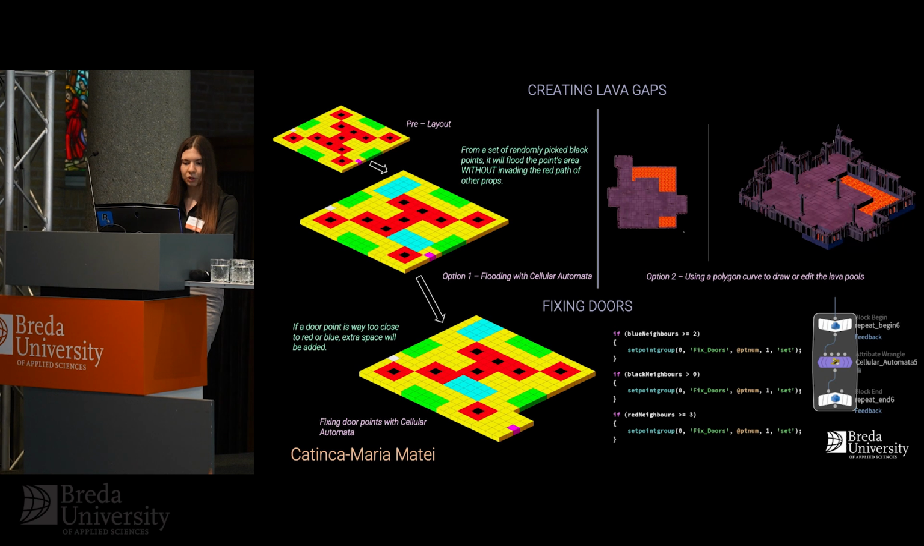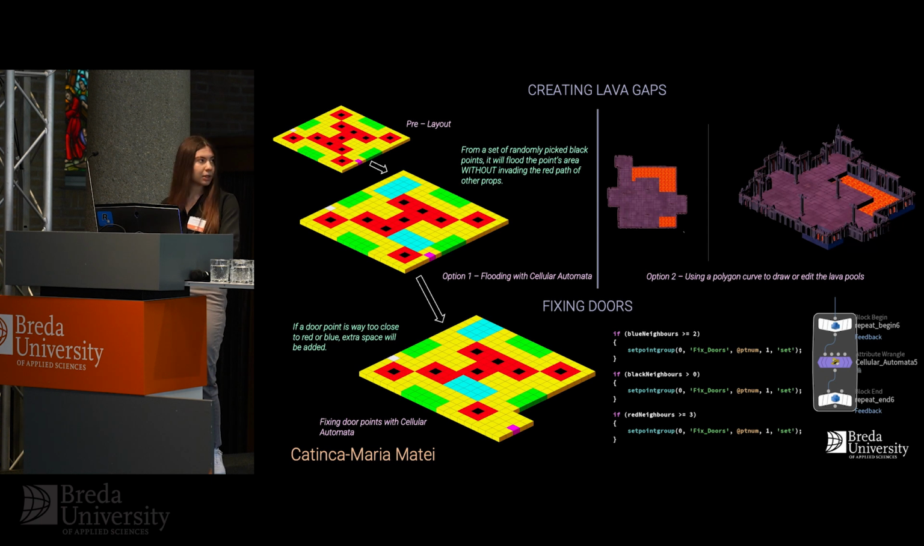The first one is cellular automata, where it randomly picks black points, which are the points for the props, and says, okay, you're a lava start point now. After that, using the cellular automata, it floods the area around that point without invading the red path of other props to make sure that the player can still move around.